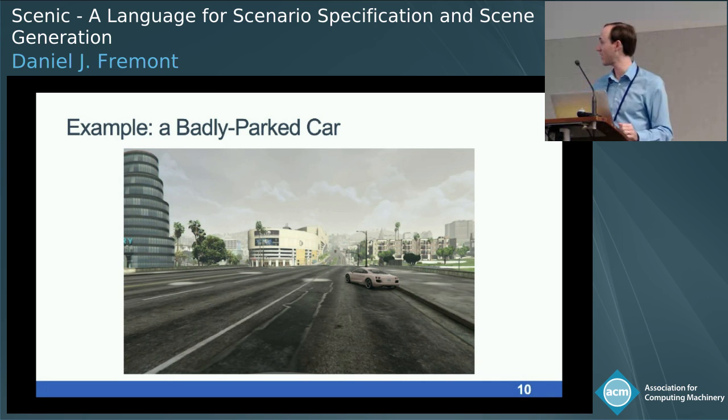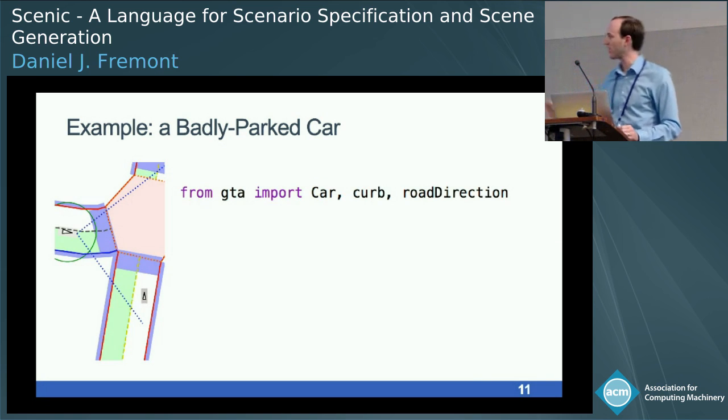but I'll just illustrate the language with an example. So say we want to encode this kind of scenario, a badly parked car. How can we do that? On the left here, I'm showing a schematic with the ego car, where the camera is, on the left, and the other car at the bottom, which is near the curb, but it's a bit off and at a funny angle. So how can we write that?